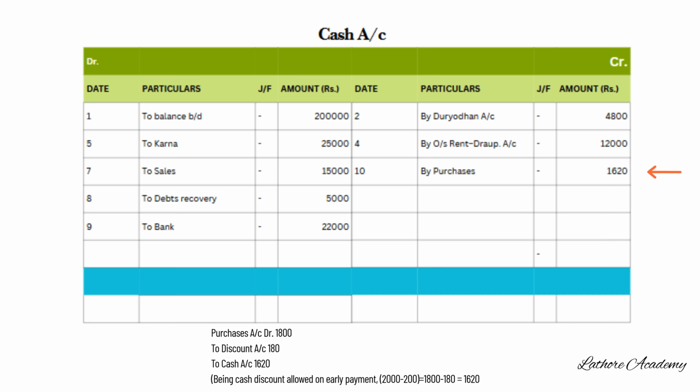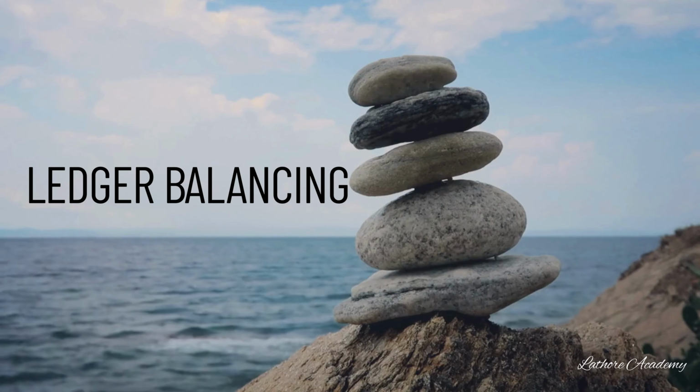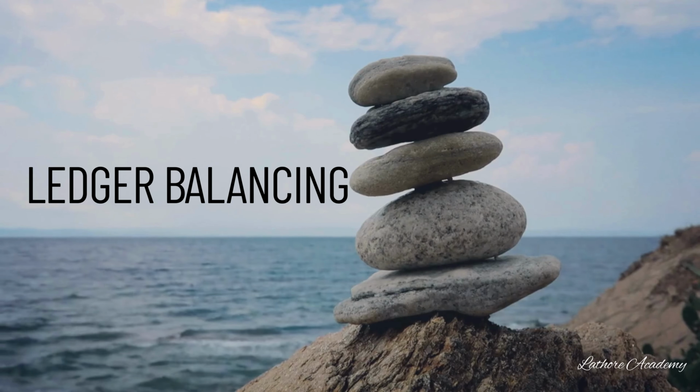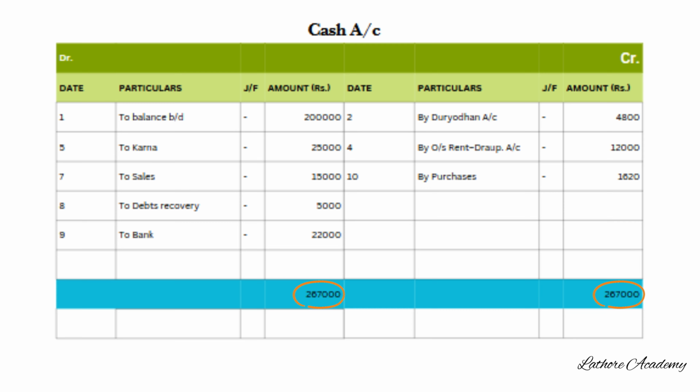So we have posted all the entries into their respective ledgers. After posting all the entries into respective ledgers, the next step is ledger balancing. So let us start balancing one by one. For the cash account, the first step while balancing is to check the totals of debit side and credit side, and whichever has the highest total, we have to mention it on both the debit side and the credit side total.